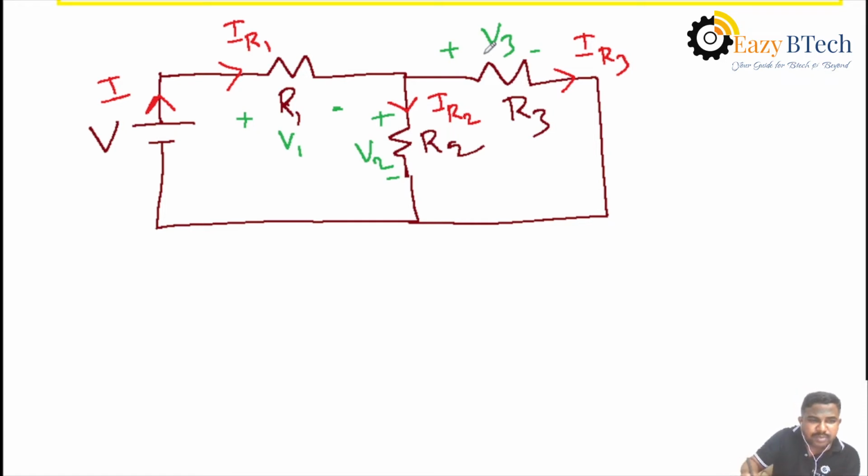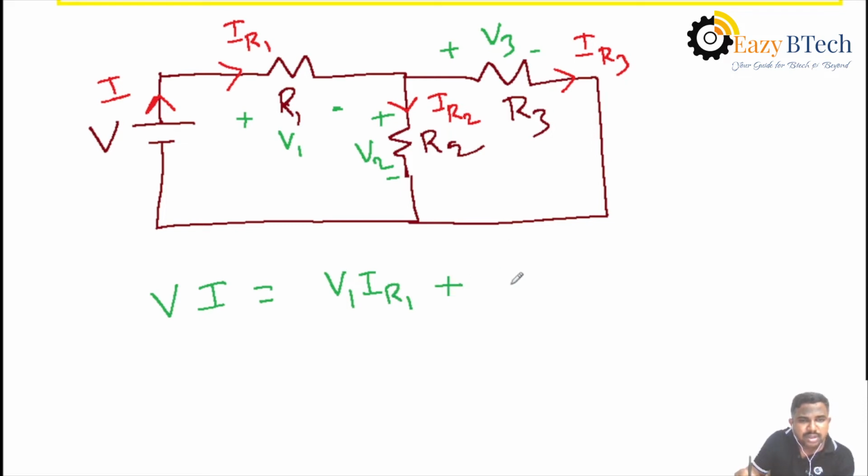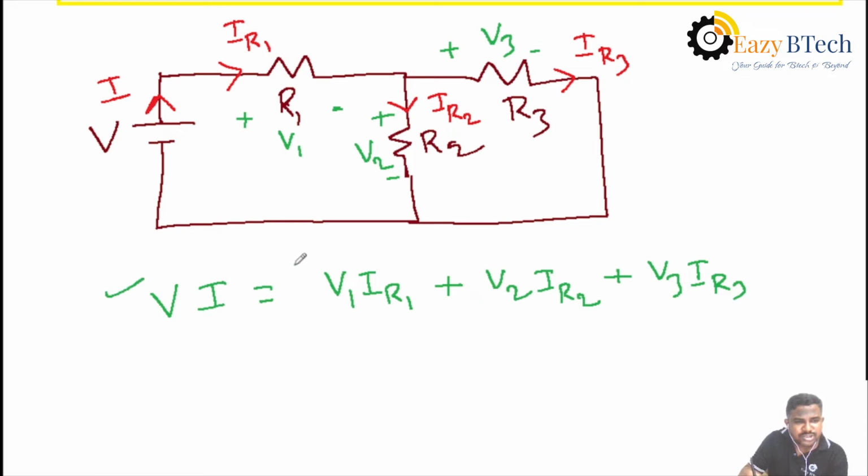What is the power in the source branch? That is V into I, the total power delivered from the source, and that is equal to the total power in each branch. What is the power in the first branch, R1? It is V1 into IR1, plus the power in R2, that is V2 into IR2, plus for R3, V3 into IR3. Then these two values must be equal. Then Tellegen's theorem is verified for the given circuit.